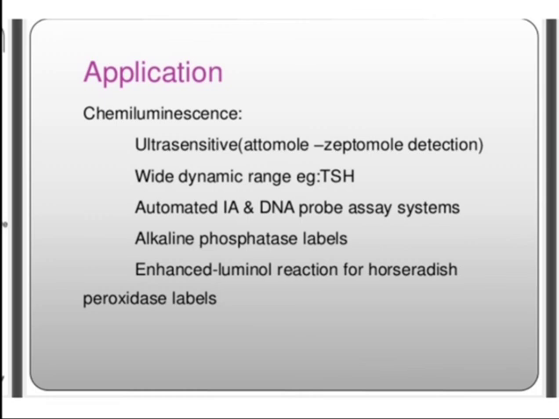These are again a few applications. Chemiluminescence method is ultra sensitive, with wide dynamic range, automated IA, and IA means immunoassay, and DNA probe assay systems can be analyzed on these machines. Then alkaline phosphatase labels, then enhanced luminol reaction for horseradish peroxidase labels. These are the applications.